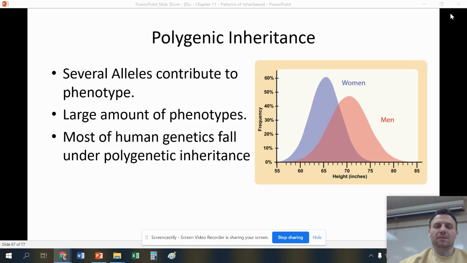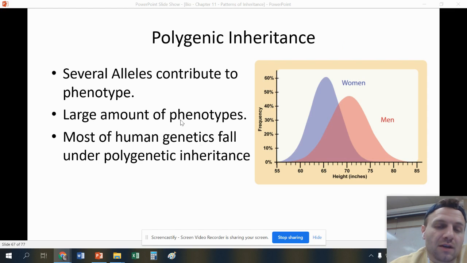All right, another type of non-Mendelian genetics is polygenic inheritance. And like the name implies, poly means many. This is where several alleles are going to contribute to a certain phenotype. So it's not only one allele. Like in Mendelian genetics, we saw one allele or one genotype producing the color of the flowers or how tall the pea plant grows. This is where several alleles are going to contribute to the phenotype.